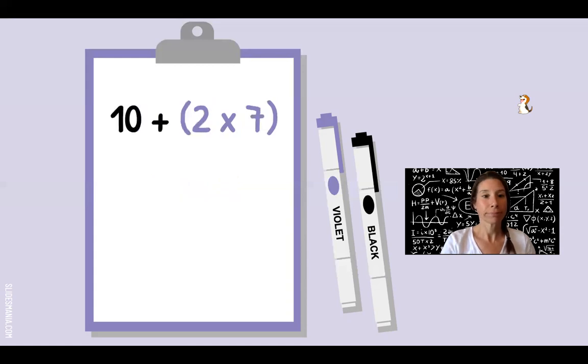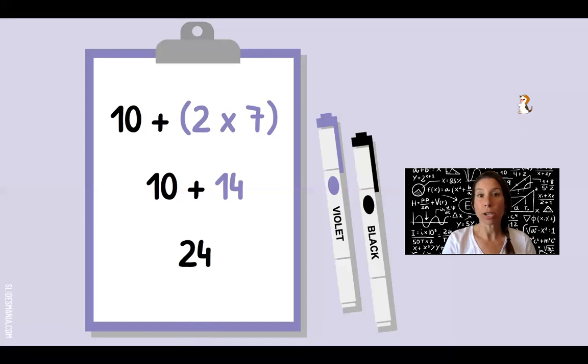Ready? Ooh, here we go. 10 plus (2 times 7). Now, if you notice, 2 times 7 is in parentheses, so you need to do that part first. Go ahead and try. Awesome. So 2 times 7 is 14. So now I have to add 10. 10 plus 14 is 24. Good job. Did you get the same thing I did? I hope so. All right, let's do another one.